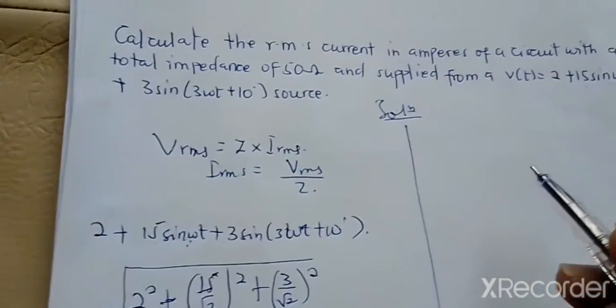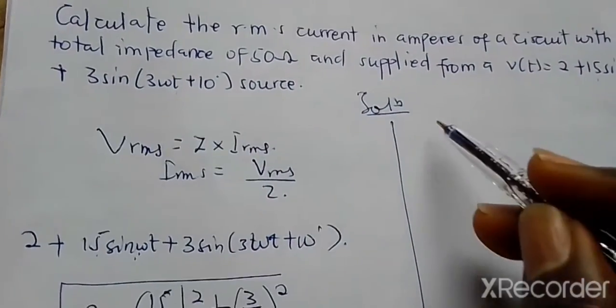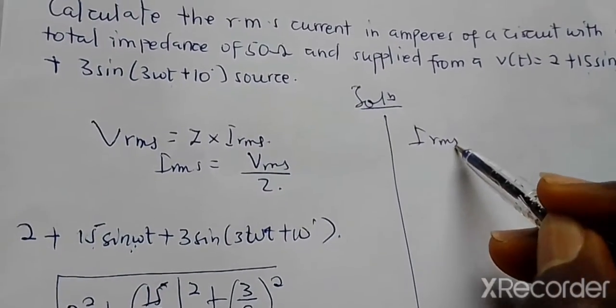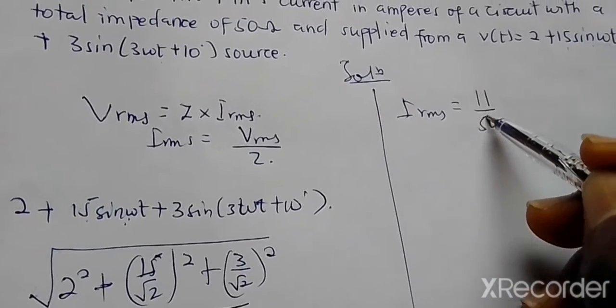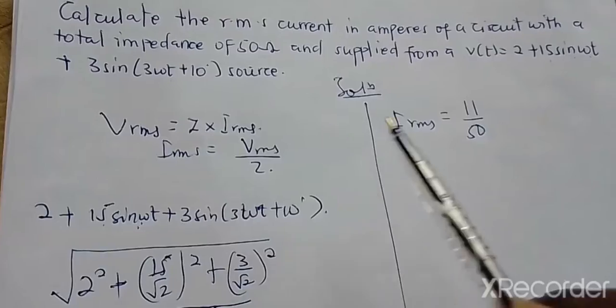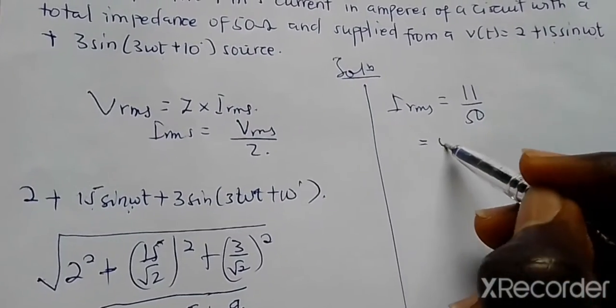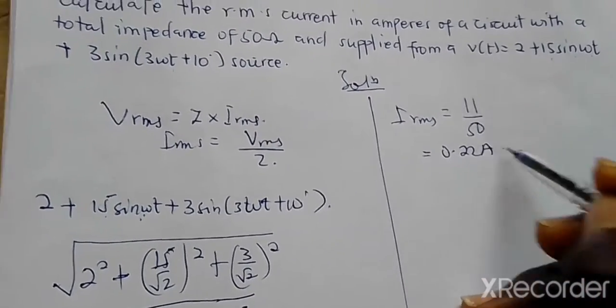So we simply move to finding the I RMS. Our I RMS will be equal to 11 over 50, where the 50 is the impedance from the question, and this will give us 0.22 amperes.